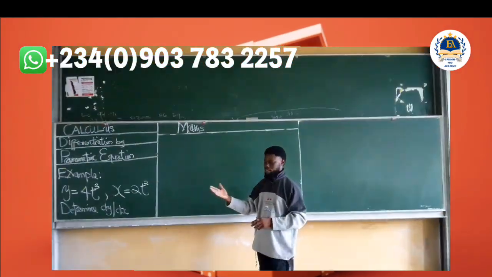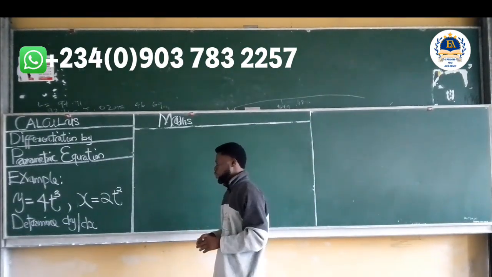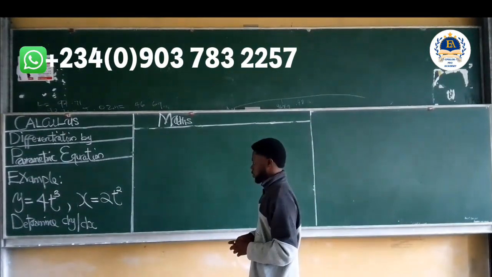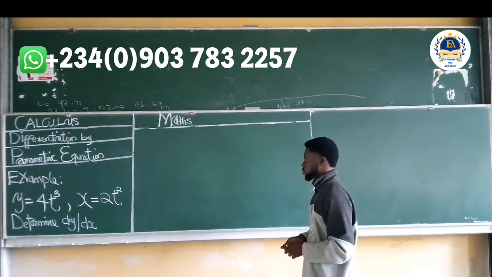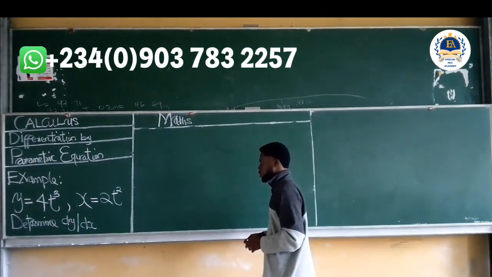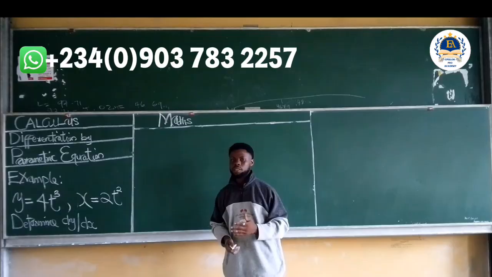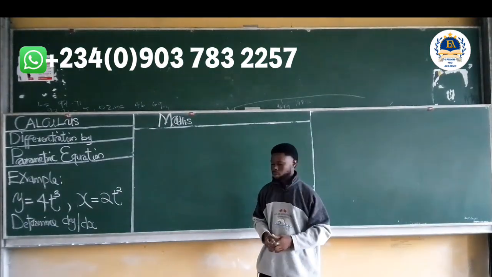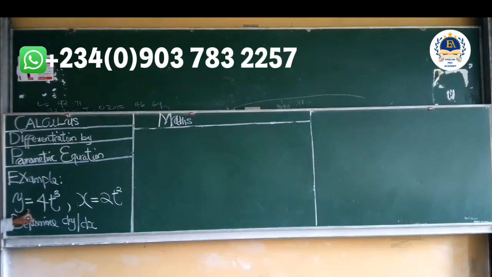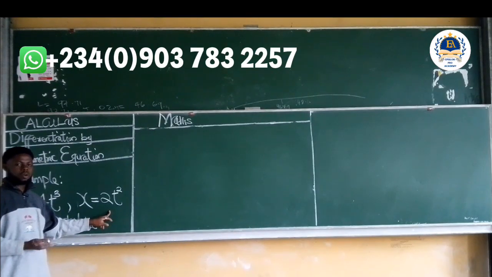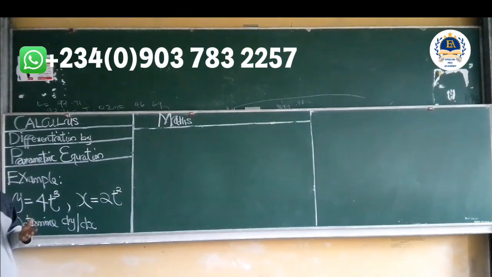Now let us consider this example on the board. The example is y is equal to 4t raised to the power of 3 and x is equal to 2t raised to the power of 2. The question is determine dy over dx. Considering what we have in this question, y is a function of t and x is a function of t. How do we get dy over dx?